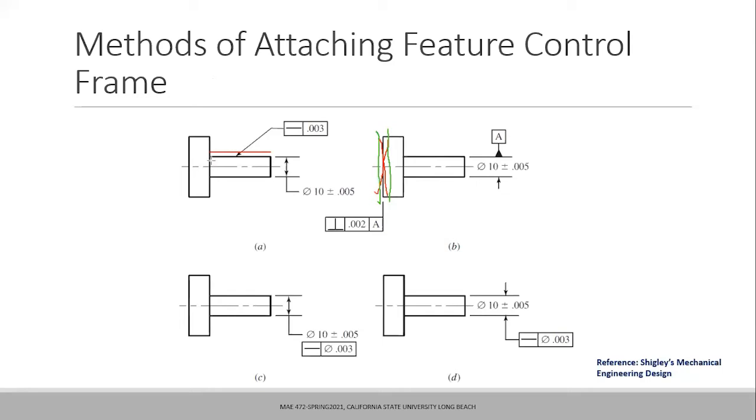This one and this one. And so what this specification, the feature control frame, is saying is that this edge can basically vary like this. Anything like this is acceptable as long as it is lying within the straightness zone defined by the two lines which are 0.003 millimeters apart. Does it make sense? Yes.